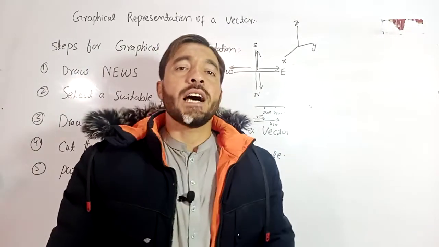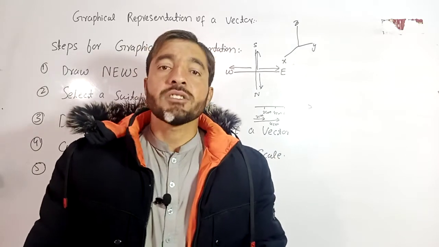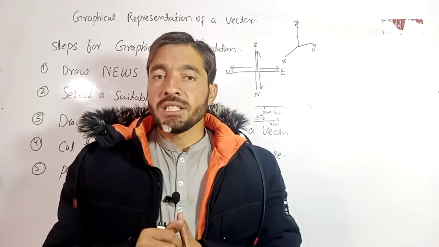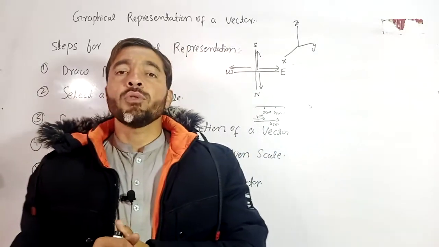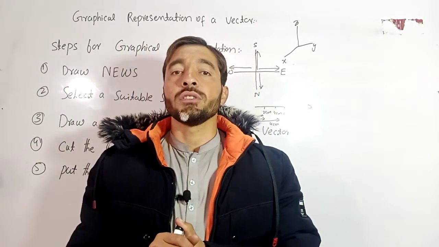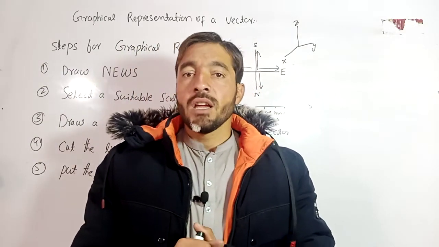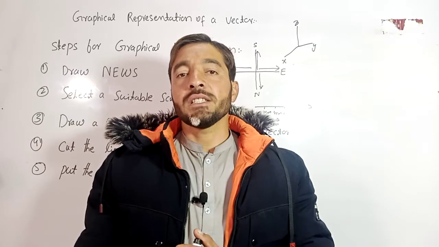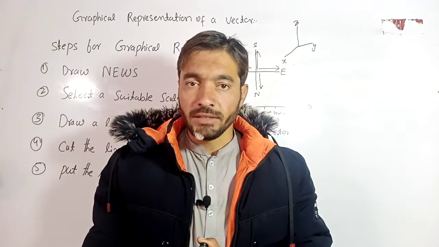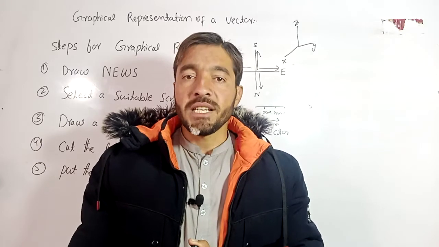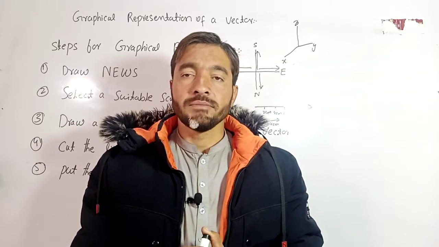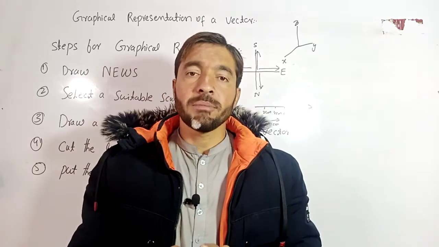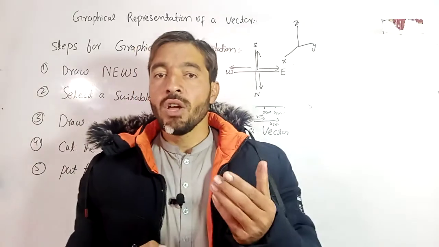Dear student, today our topic is chapter number one, class first year, graphical representation of a vector. Before the graphical representation of a vector, we want to recognize what a vector is. In a previous lecture, we uploaded about vectors. All directional quantities in physics are called vectors, for example acceleration, velocity, force, displacement, torque, tension, etc. Those physical quantities which require both magnitude as well as direction for complete description are called vector quantities.